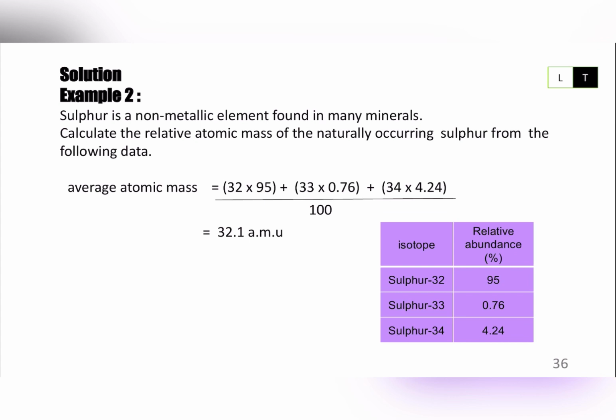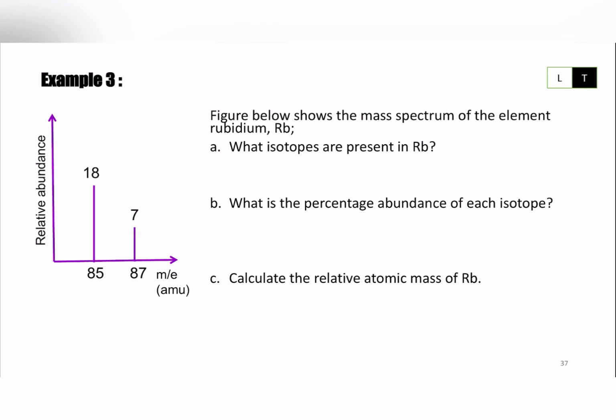So you will get the value 32.1 amu. And in order for you to calculate the second step, relative atomic mass equals to 32.1 amu over 1/12 of carbon-12 amu. So the final value is 32.1. So this is how you want to use your Kimi-Ki in answering the mass spectrometry question. Now let's try example 3. So for example 3, I got my mass spectrum here on the left, and it shows the mass spectrum of the element rubidium, Rb.